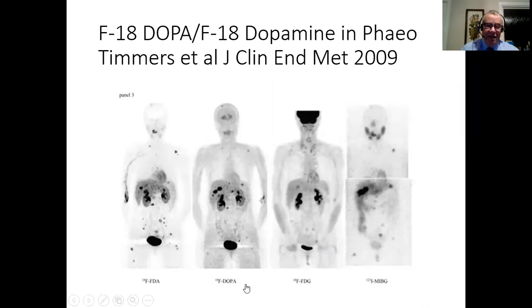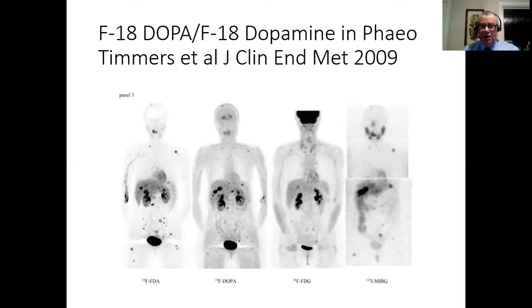Then this is a fluorinated dopamine scan, and this shows uptake in the shoulder, some uptake in the liver, but not the same as in the DOPA. And then it shows bone mets in the legs, which you don't really see with the other agents. The lesson of this is that some of these tumors can be quite difficult to work out what's happening, and you may need to do multiple agents. Really, we don't use these agents clinically because, as I explained before, DOPA and dopamine are very expensive for us. In fact, we can't get fluorinated dopamine in the UK.